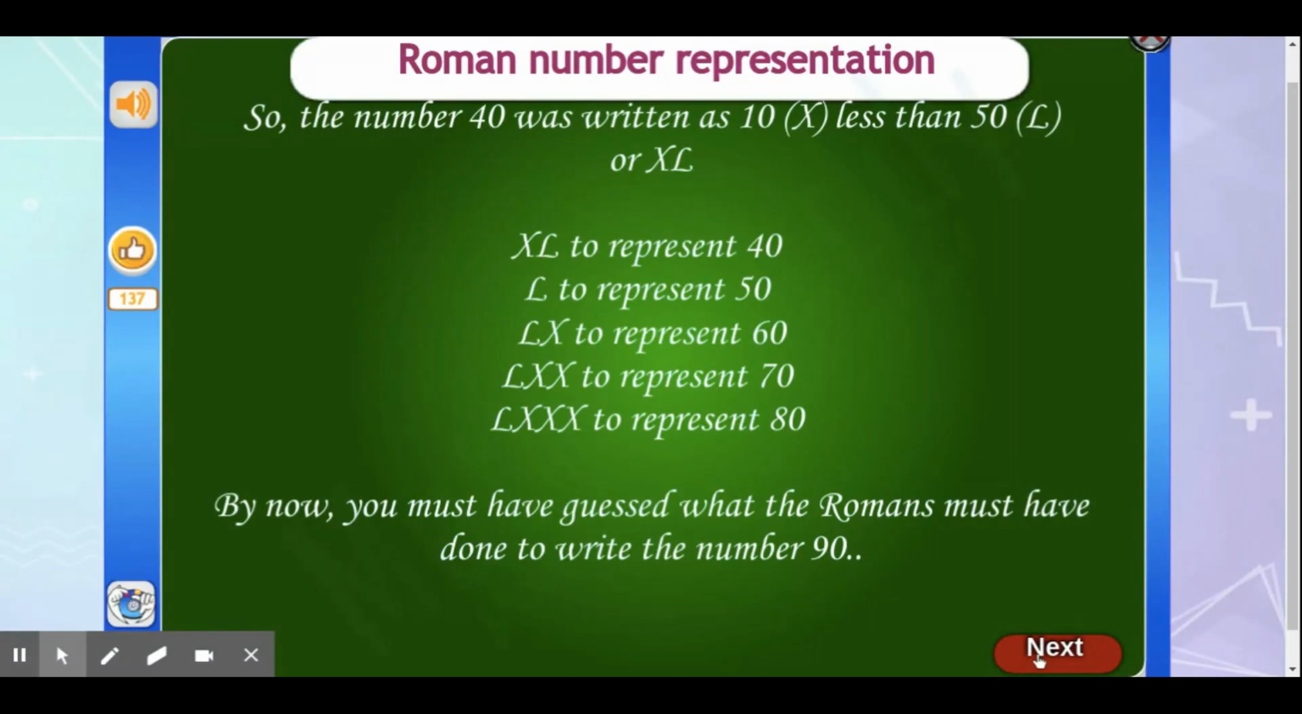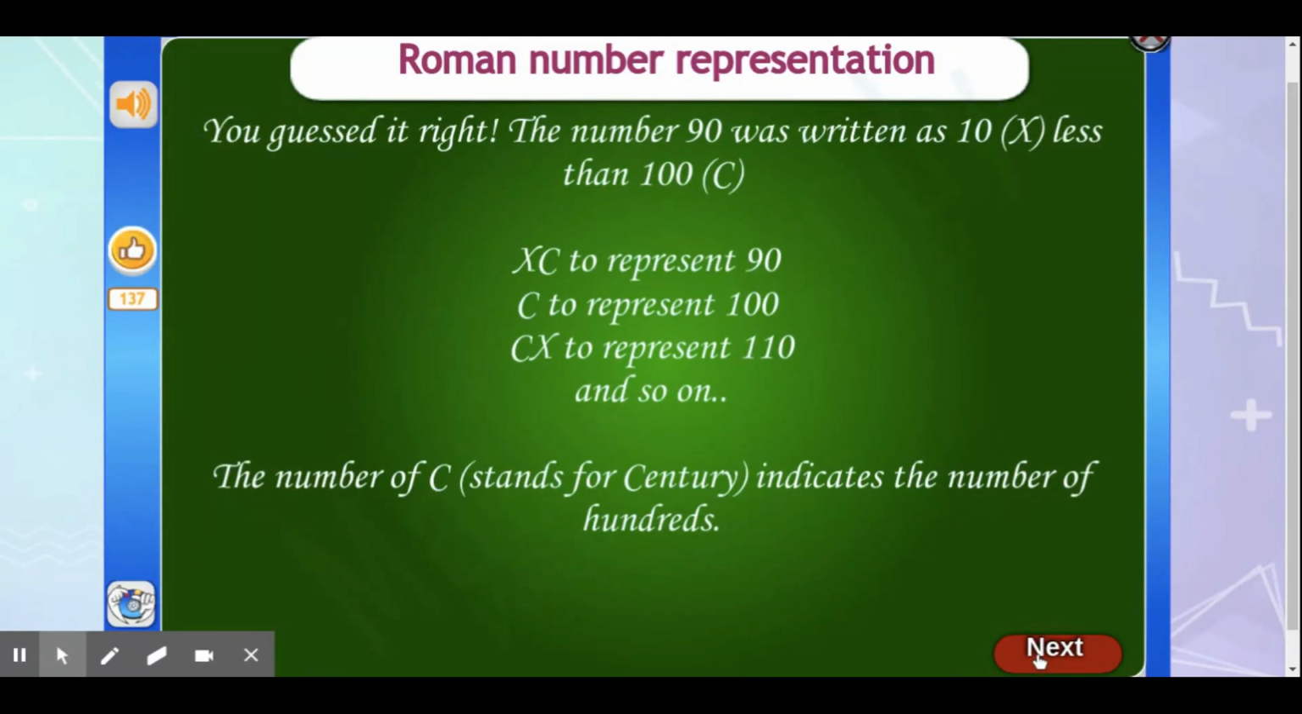L followed by X represents 60. L followed by 2 X's represents 70. L followed by 3 X's represents 80. And again, you cannot put 4 X's to represent 90. So what do you do? You go to the next Roman numeral, which represents 100, right? C, the letter C represents 100. So if you want to get 90, you put an X before C. And C will represent 100. C followed by an X represents 110, and so on, right?